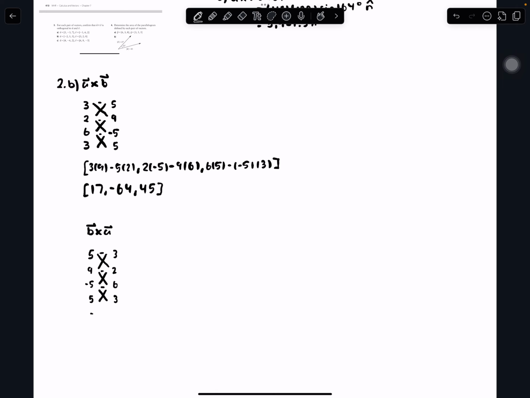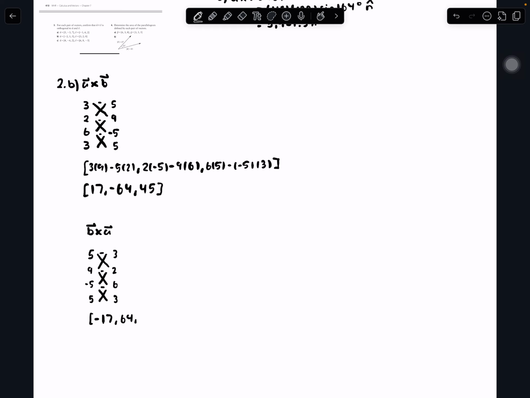So I hope you can understand what I'm doing here. I'm just going to give you the answer now. I'll say it aloud still, so you can at least hear me. So 5 times 2 minus 3 times 9, that results in minus 17. And then 9 times 6 minus 2 times -5, that's 64.